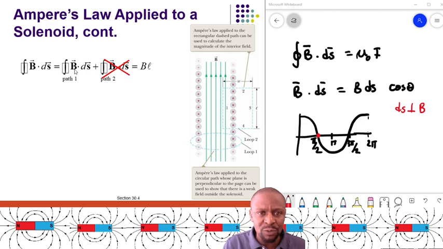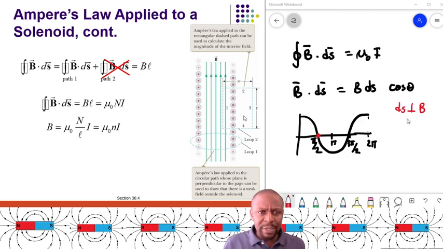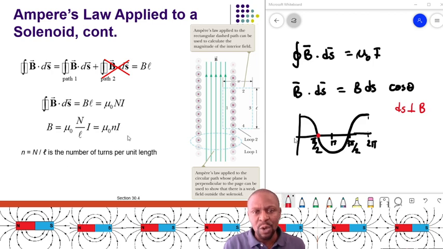Therefore, in that case, this is just going to be B. But what is the integral of ds? The integral of ds is nothing else but the length of that rectangular loop, so that is going to be BL. Now, because we have n number of turns, that must be multiplied by n. Therefore, BL is equal to mu naught n i. And when you rearrange the equation, we can determine the magnetic field of the solenoid. It is just given by this. And when I define n divided by L as small n, that is what you are going to have as your magnetic field.